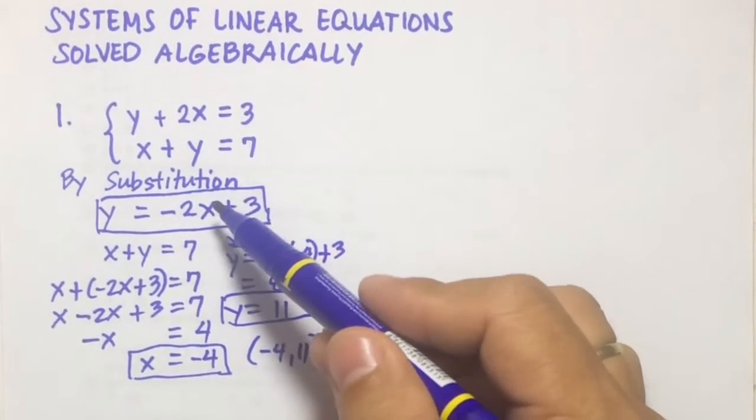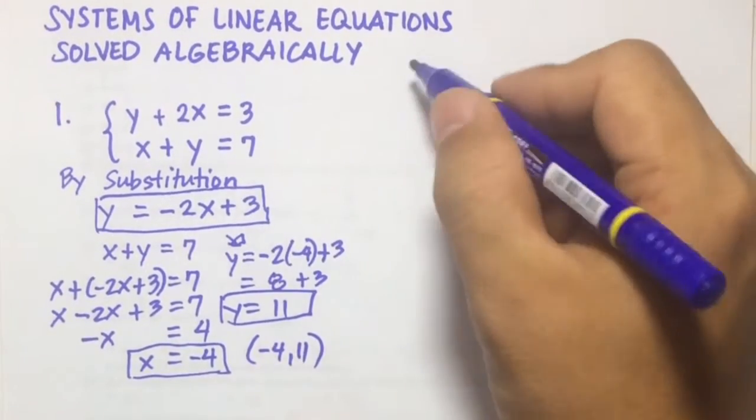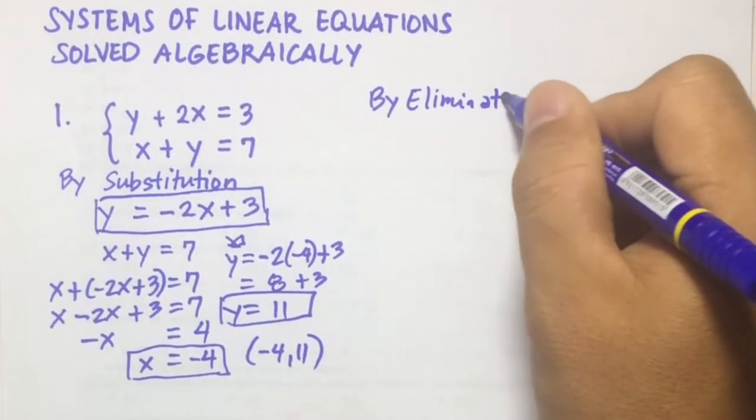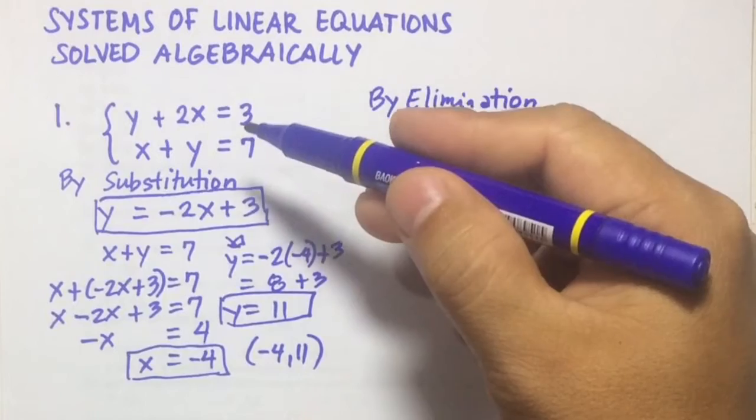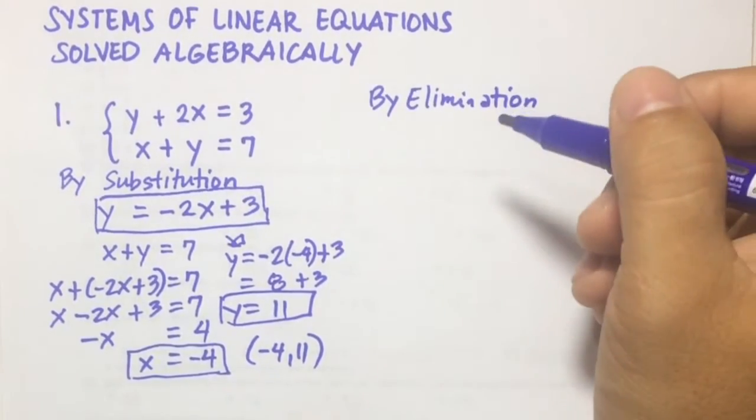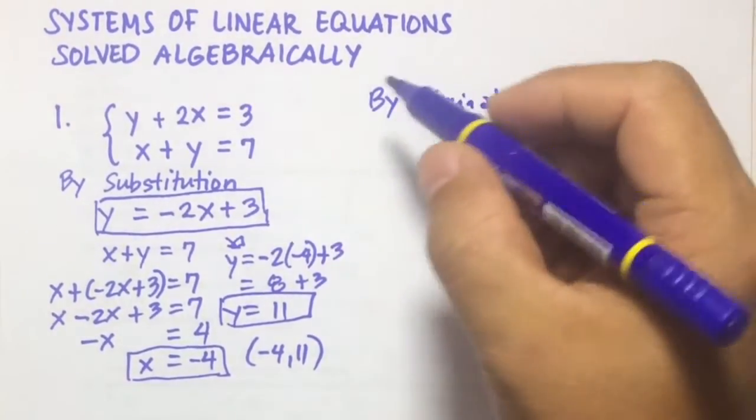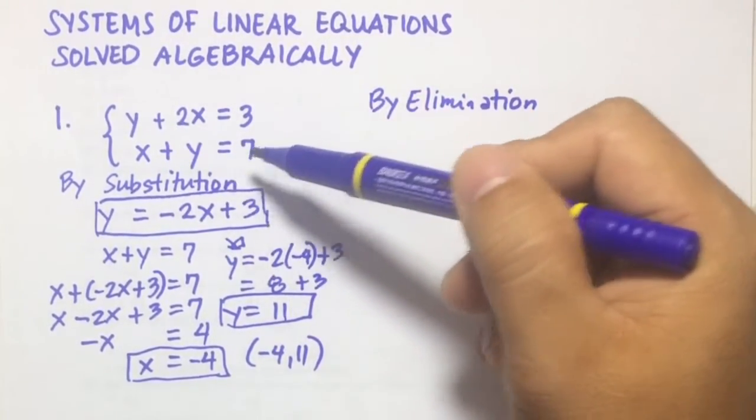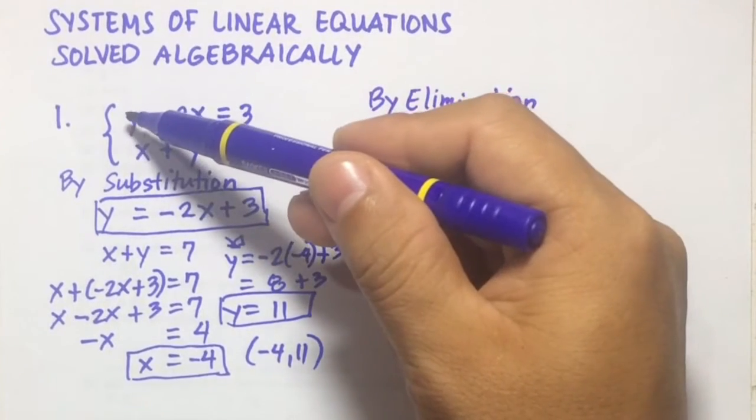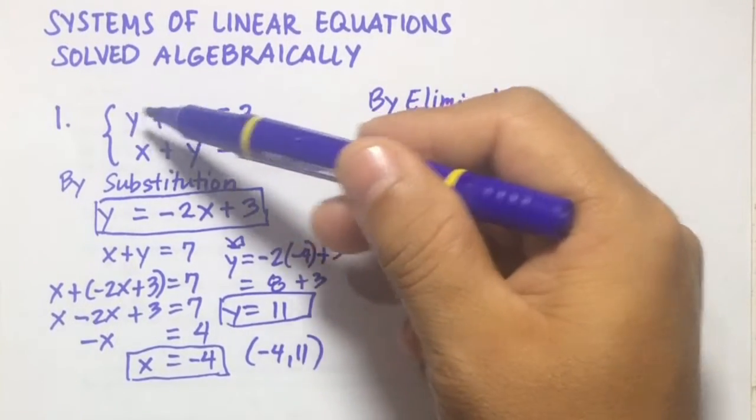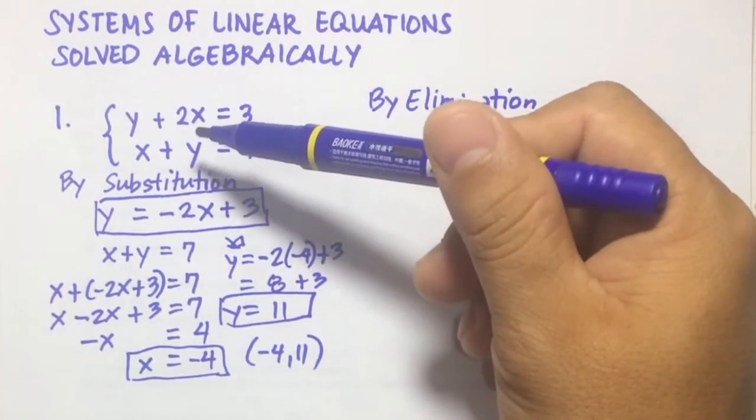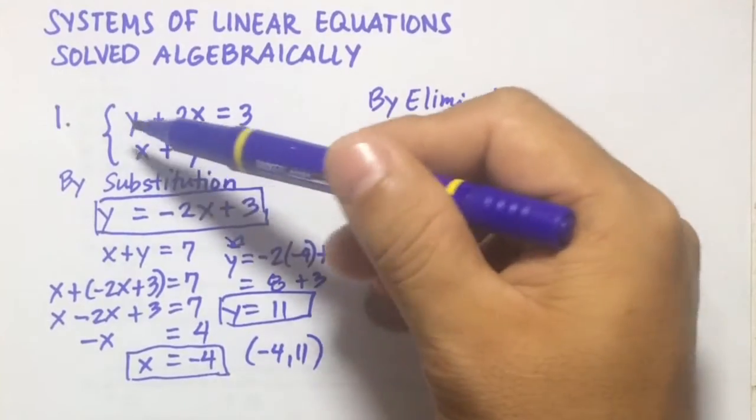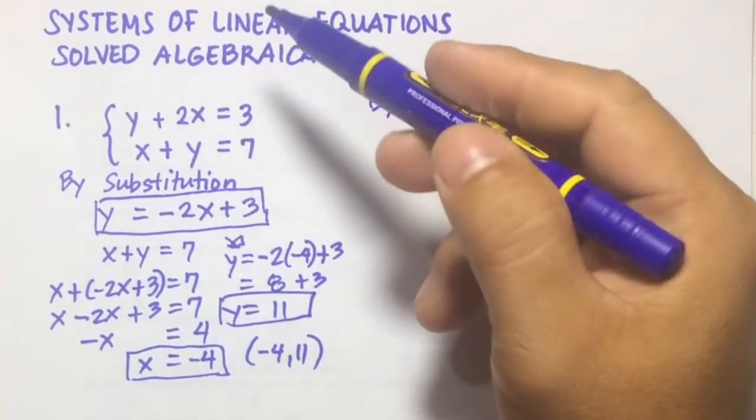Then we can also solve this one by elimination. So by elimination, what you're going to do is eliminate a variable to find the value of another variable. Here, in the equations y plus 2x equals 3 and x plus y equals 7, if you have observed, y in the first equation and y in the second equation have the same numerical coefficient. So we can simply eliminate these two by subtracting the two equations.